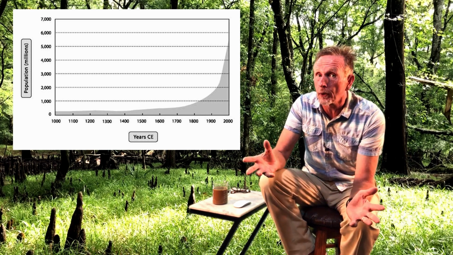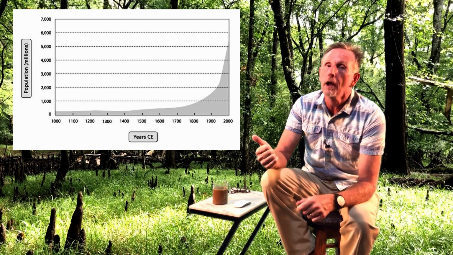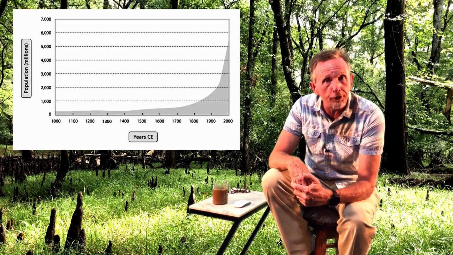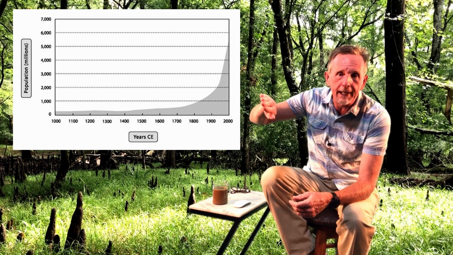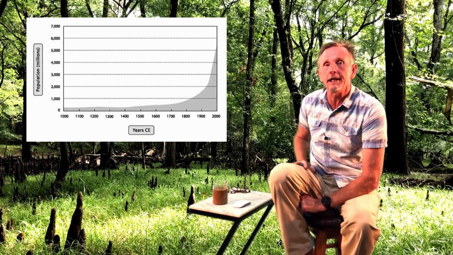Now, the Industrial Revolution comes along, the medical revolution. We're keeping people alive longer. We're cutting down on the infant mortality rate. More kids are surviving into adulthood, etc. And we begin to sweep up. And you can see by this figure, it becomes a very steep curve.